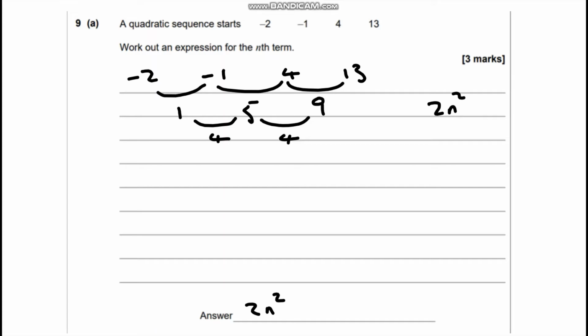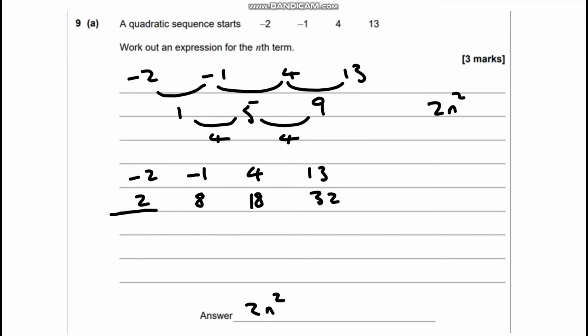So we're going to get our 2n squared and write out that sequence. If I just write my initial one again. 1 squared is 1, times 2 is 2. 2 squared is 4, times 2 is 8. 3 squared is 9, times 2 is 18. And 4 squared is 16, times 2 is 32.